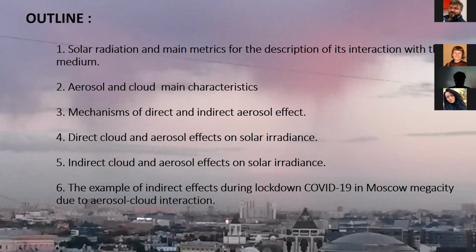The outline of my presentation is on several important points concerning solar radiation, and I will tell you very briefly about main metrics with a description of its interaction with the medium. Aerosol and cloud main characteristics, mechanism of direct and indirect aerosol effects, some examples of their effect, direct and indirect. And the last topic is just the example of our new results concerning the indirect effects of cloud aerosol interaction during lockdown COVID-19 in Moscow due to these processes.